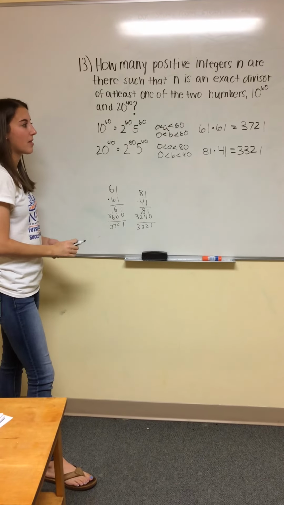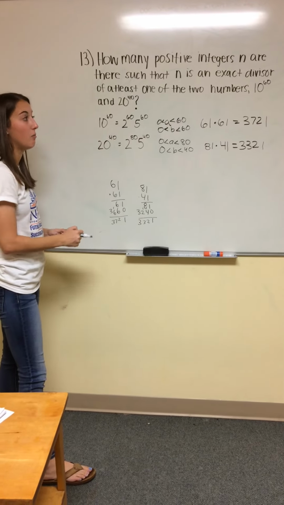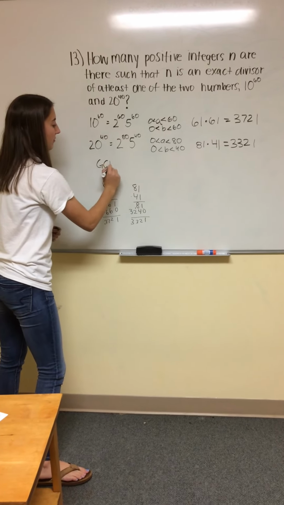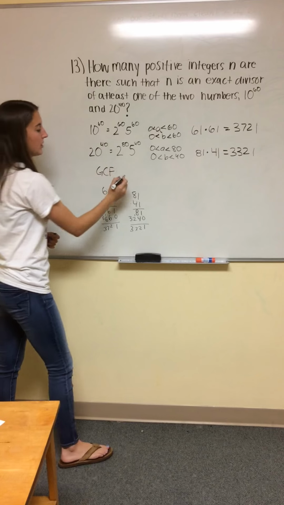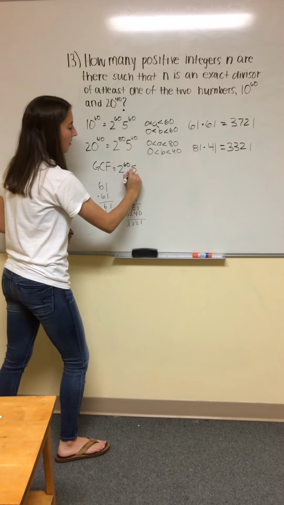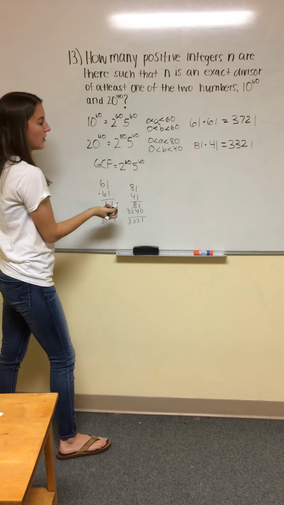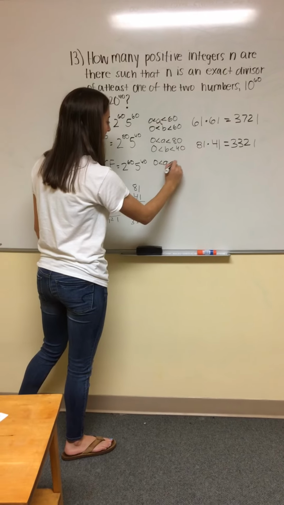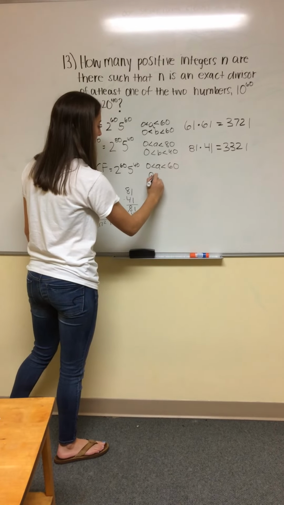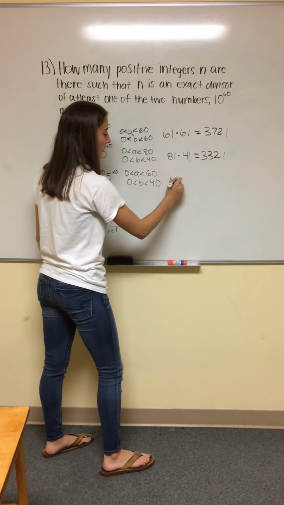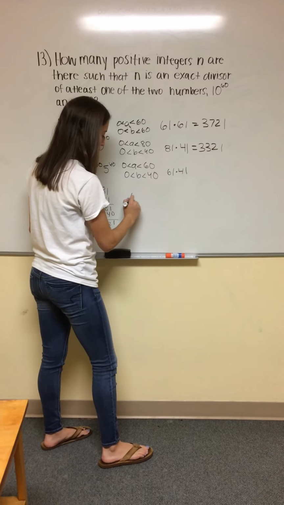But then you have to remember that there's some divisors that are going to include both. So to do that, I have to find the greatest common factor between these two, which is equal to 2 to the 60th and 5 to the 40th. So then you do the same exact thing that you did before. So you get 61 times 41.